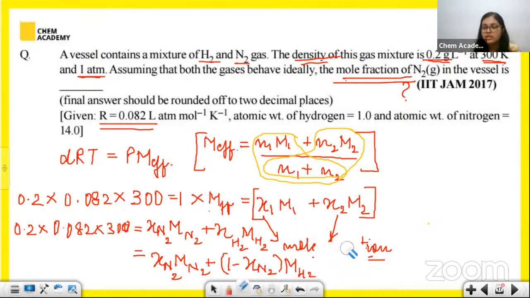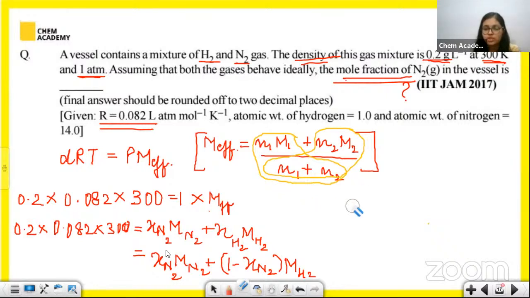I will erase it so that you can see the question better. Okay, so this is how we have done it. We will simply substitute the values of the molar mass here and we can easily determine the value of the mole fraction of N2.